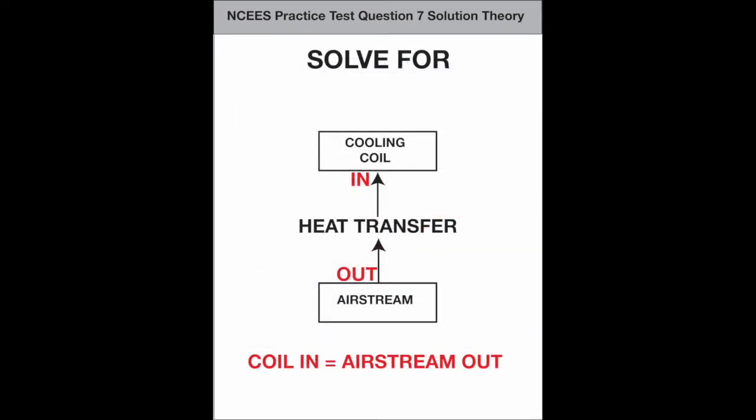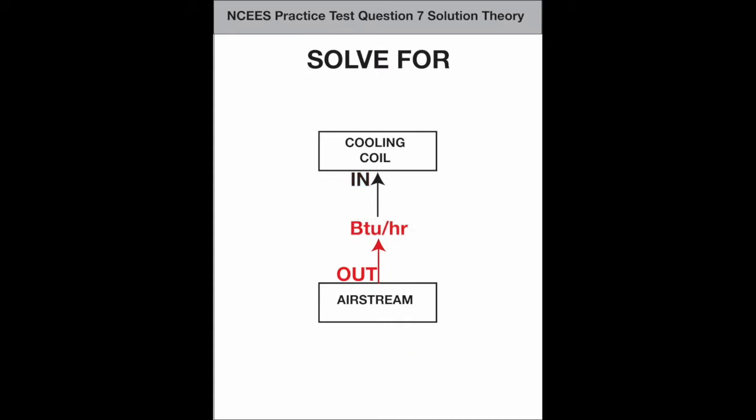In this question, there's the common circumstance of the coil's heat transfer being exactly equal to the air's heat transfer. The BTU per hour taken out of the air in order to cool it is the same BTU per hour taken in by the coil as it does the cooling. To solve for the heat transfer of one is to solve for the heat transfer of the other.